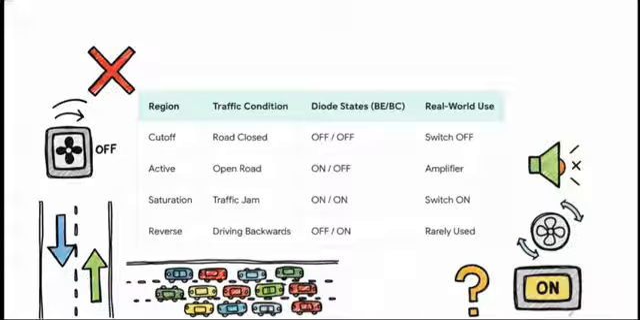Like in your stereo? Next up, saturation. This is a total traffic jam. Now both diodes are on and it's just a flood of current. This is a switch that's fully on, like your fan spinning at top speed. And yeah, there's reverse mode, which is basically like driving backwards on the highway. You can do it, but you probably shouldn't.